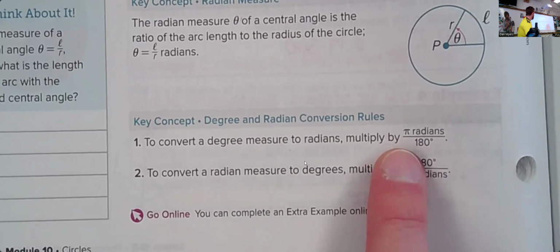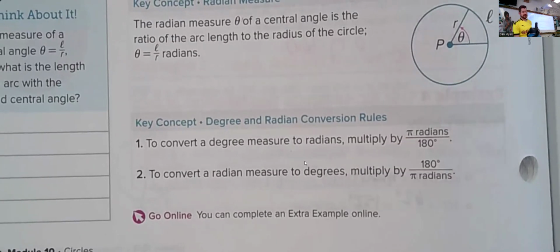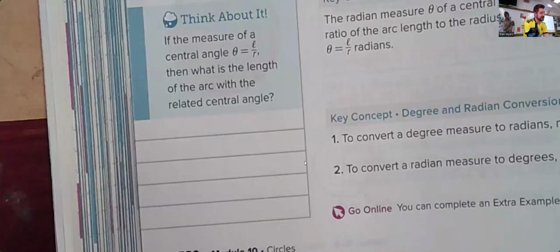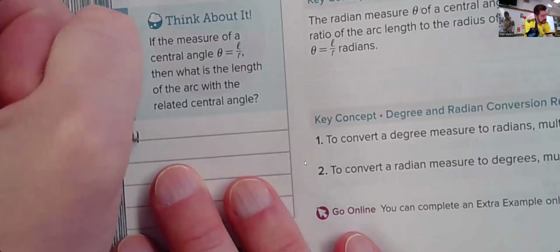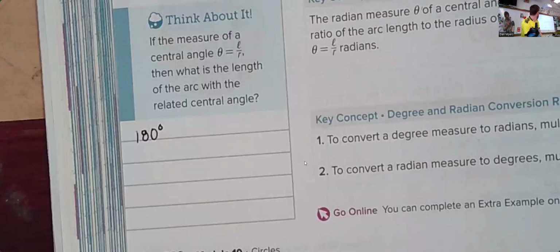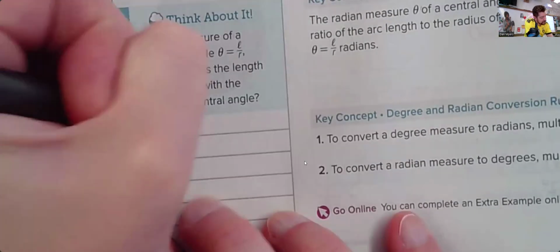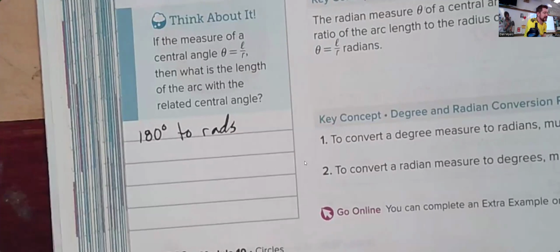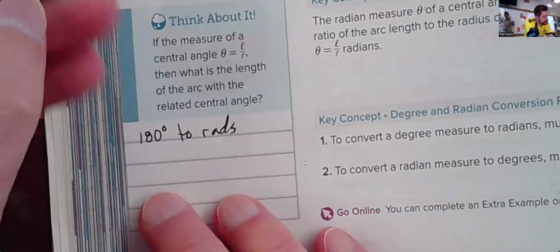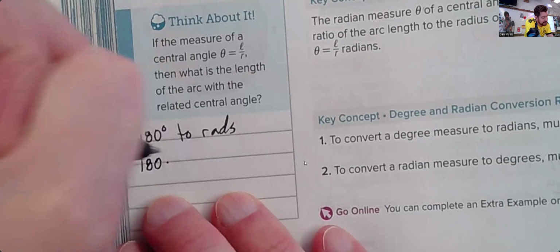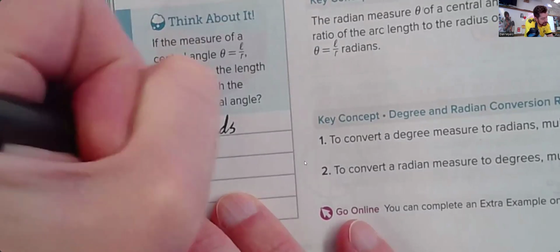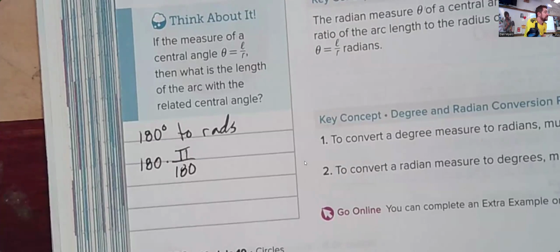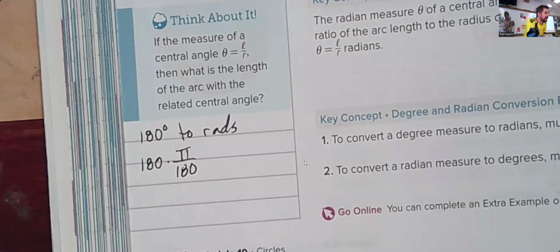If you have 180 degrees and you want to convert that to radians, we can abbreviate radians as rads. We would take 180 and multiply that by pi over 180. If you do that, you end up with 180 pi over 180.